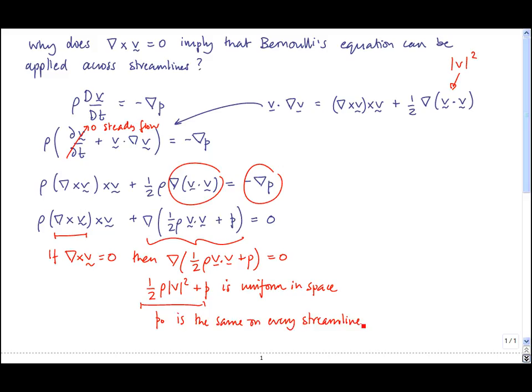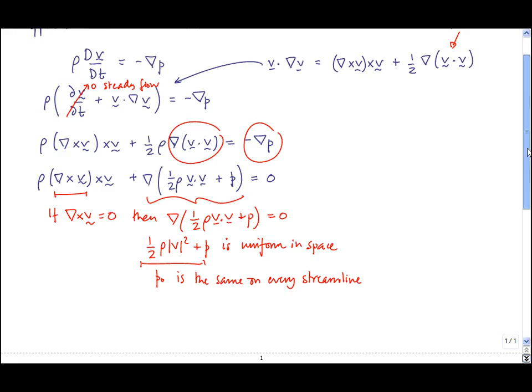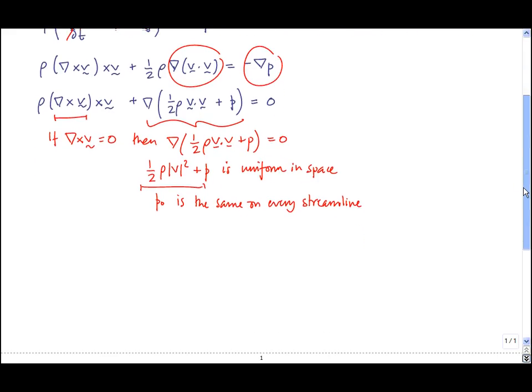And that is why, when curl of v is equal to 0, you can apply Bernoulli across streamlines as well as along streamlines, because it's the same on every single streamline. And actually, you can go even further than this. Let's scroll down a bit to make some space.